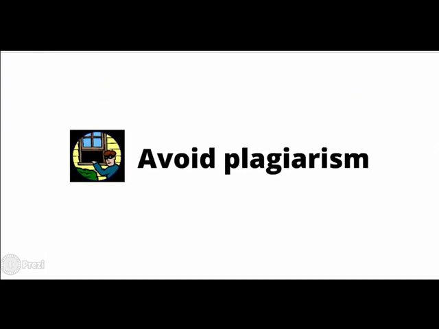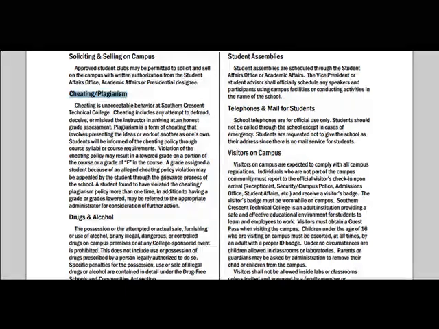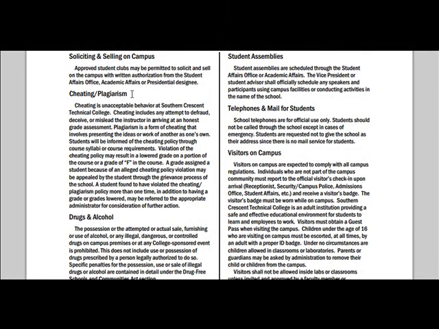So the first and maybe most obvious reason to cite your sources is to avoid plagiarism. What this boils down to is just passing off someone's work as your own. And this can happen not only if you don't include citations, but also if you do them incorrectly. So glancing at the Southern Crescent Student Handbook, you're going to see that plagiarism falls under the umbrella of cheating here. If you're caught plagiarizing, you could get a lowered grade in the class. You could even get an F on your final grade in the course. So it's worth knowing how to do your citations properly to avoid this.